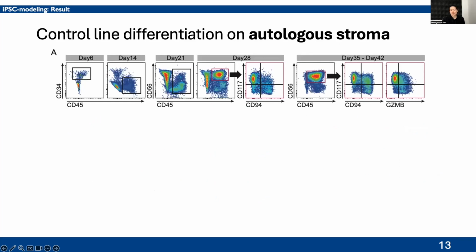So then what happens to the autologous stroma? In the grand scheme of things, it's very similar to what happens to OP9. On day 6, we have CD34 positive precursors. On day 14, we start to see CD45 suggesting hematopoietic commitment. On day 21, we start to see the hint of CD56 positive NK cells. And later on day 28, we see the majority of CD45 positive cells are NK cells, expressing intermittent maturity markers, CD117. And later on days 35 and 42, we see maturation of NK cells to express more CD94 and granzyme B, the cytotoxic protein.